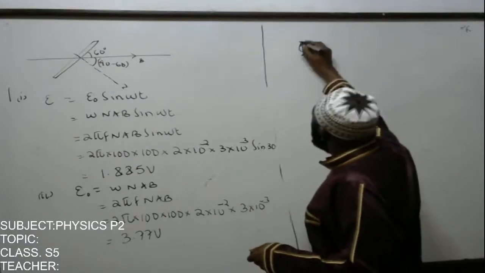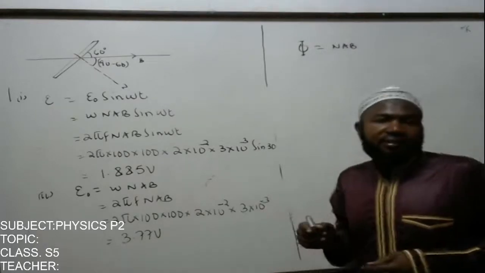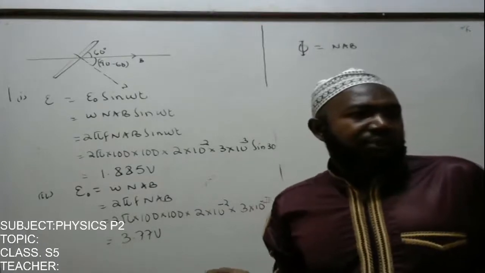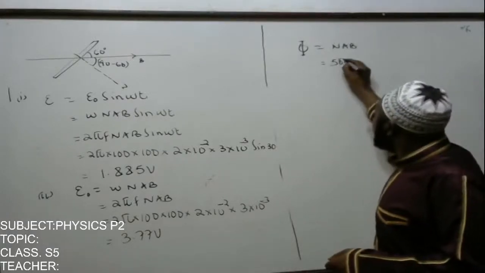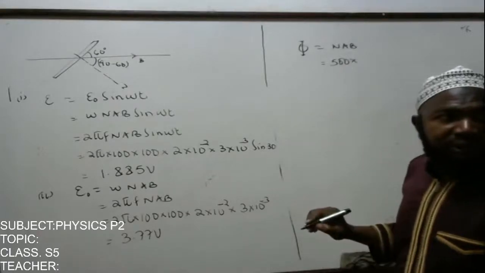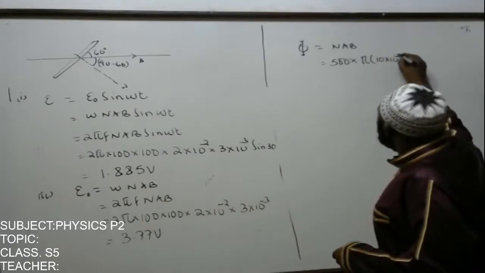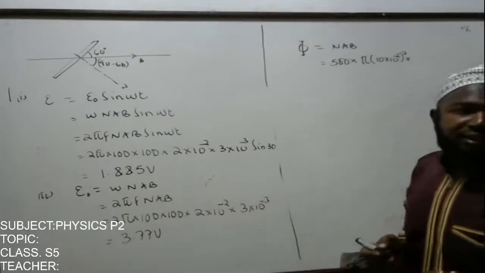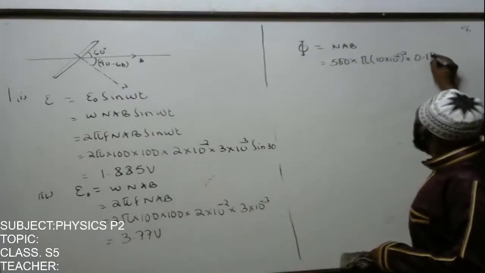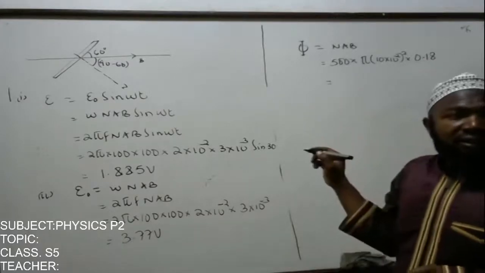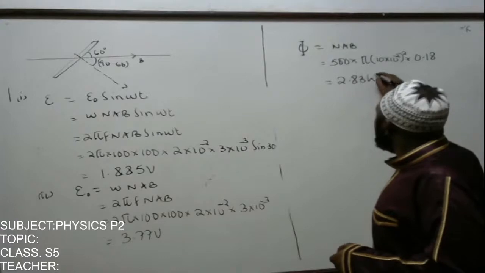So flux is just going to be equal to NBA sine theta now. Maximum when it is sine 90. So we just substitute in the expression. The number of turns were given to be 500. Then the area of the coil, given the radius, is pi times our radius, 10 centimeters converted to meters, squared. And then the magnetic flux density was given to be 0.18 Tesla. So we end up getting the maximum flux to be 2.83, you can confirm, Weber.